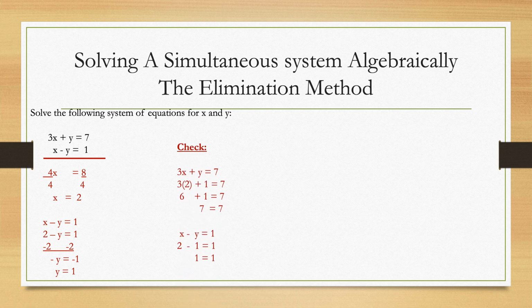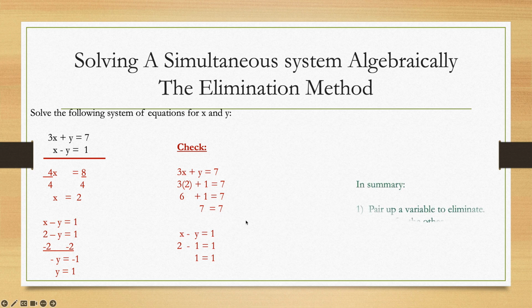And then we can always check. The way you check is you rewrite both equations. 3x plus y equals 7, and x minus y is 1. And then you substitute in both variables. You substitute the 2 for x and the 1 for y. And if you do, you'll see that in the top one, you get 7 equals 7, and in the bottom one, 1 equals 1, to confirm your answer.